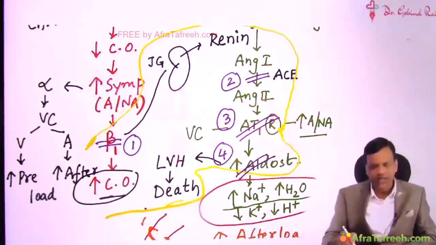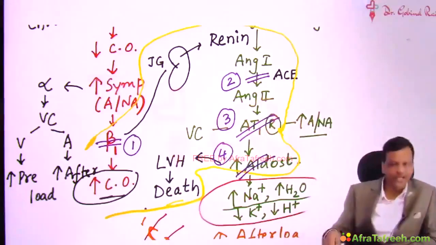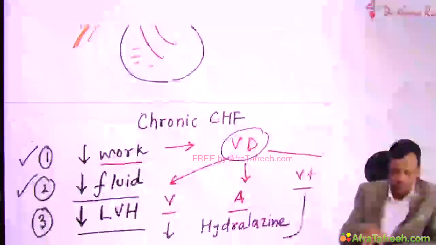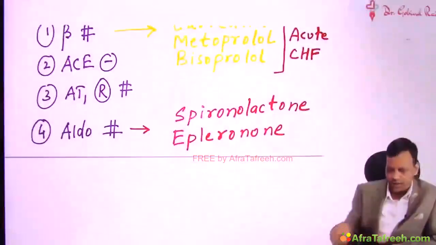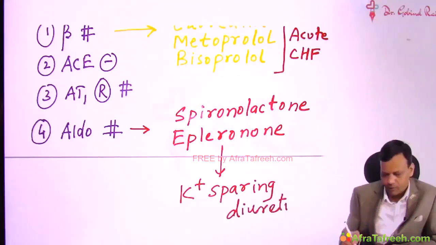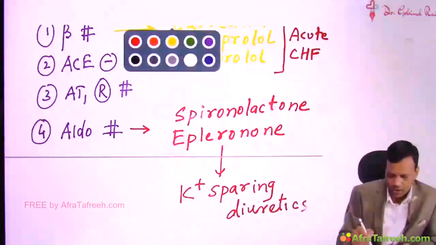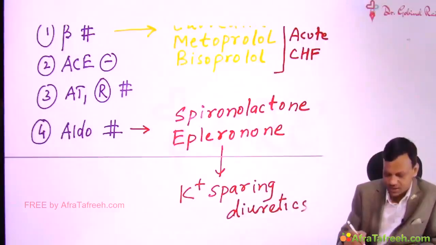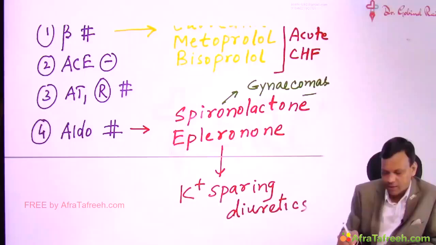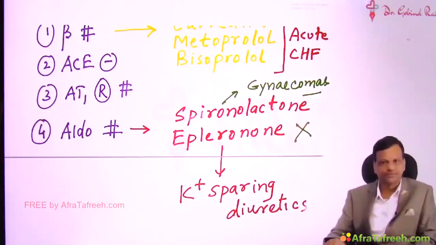That means sodium and water cannot be retained, so that results in a diuretic effect. Whereas potassium cannot be removed, so potassium will be retained. So these drugs are called potassium sparing diuretics. Aldosterone antagonists are potassium sparing diuretics. And we already discussed spironolactone is one of the disco drugs. Disco drugs means this can cause gynecomastia. Spironolactone can cause gynecomastia, but this side effect is absent in eplerenone. Eplerenone does not cause gynecomastia.